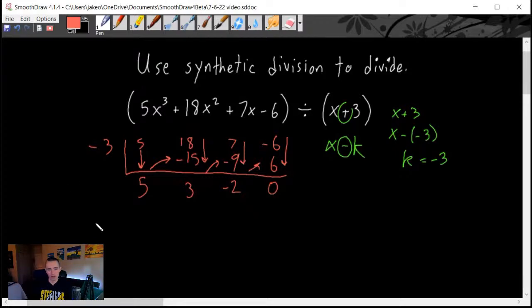I'll show you how to finish up this problem. So once you've gotten these numbers all written down here, once you've gotten all the way to your last term and you're done, this is going to translate to a polynomial. So the last number that you have written over here, in this case it's 0, is always going to be your remainder. So since we have a remainder of 0, that's nice. That basically tells us that this polynomial divided by this linear term actually results in a nice even polynomial. We don't have a remainder, so that's nice.